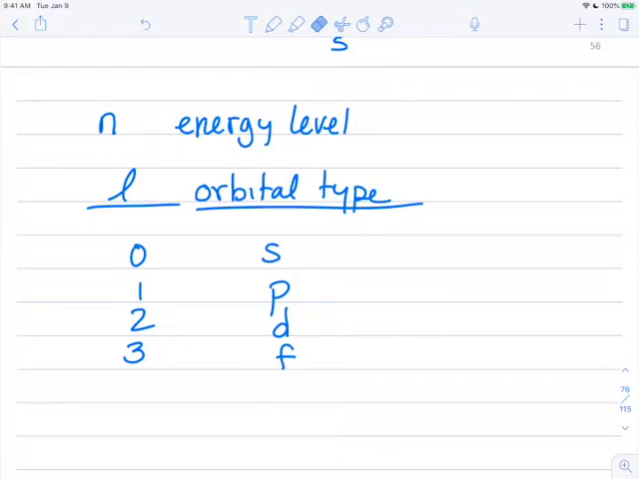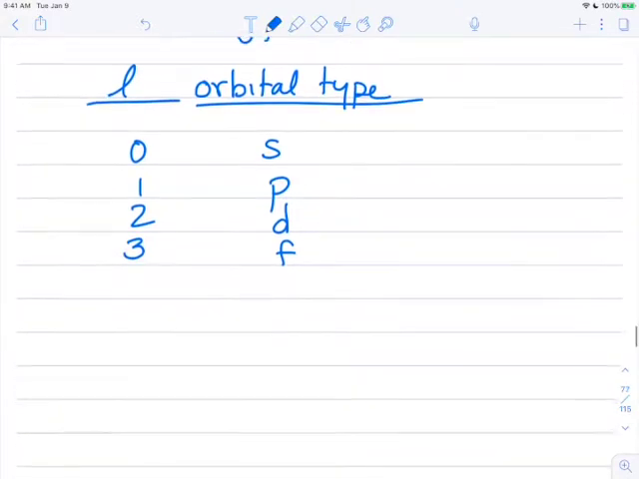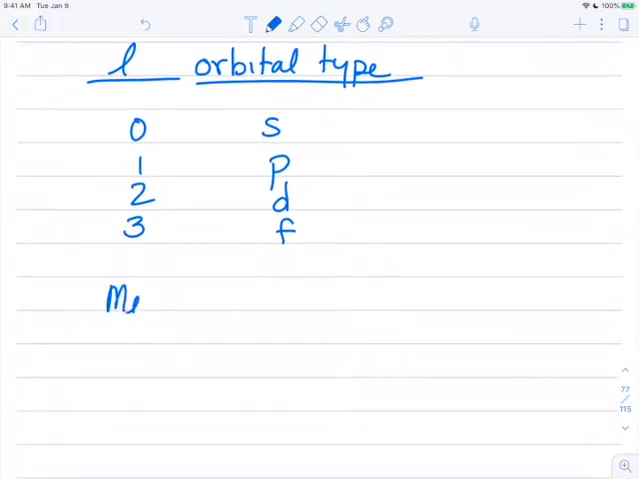So any questions on anything here so far? All right, so next up, let's talk about ML, or we call it M sub L. And I said it corresponds to which one of the orbitals.